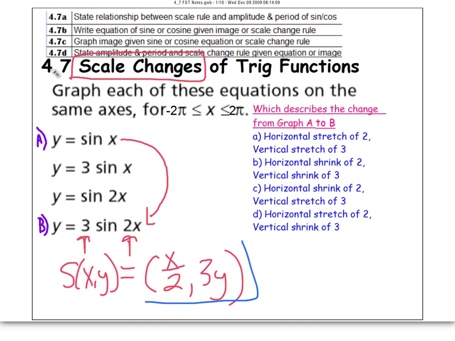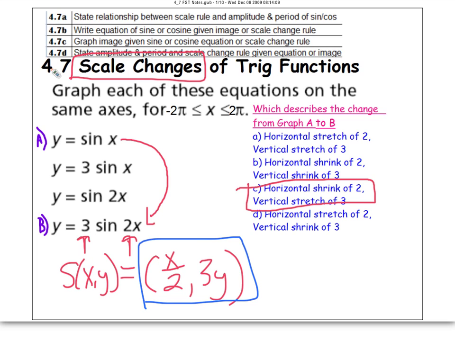Now, what are the rules or the words related to this? Well, this x is a horizontal movement because that's how the x-axis goes horizontally. The y is the vertical. So it's a horizontal shrink in half, and it's a vertical stretch of 3 times. So based on that, the correct answer for this is going to be letter C, which is a horizontal shrink and a vertical stretch.